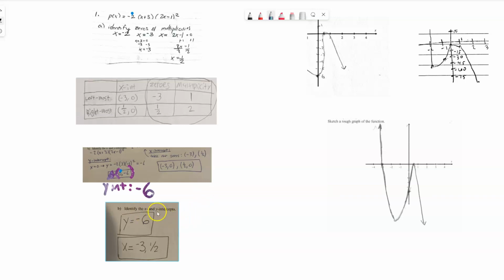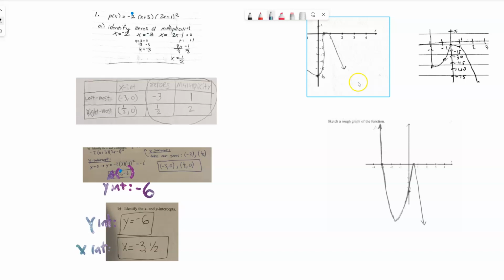Now, identify the x and y intercepts. Y equals negative 6, x equals negative 3, comma 1/2. Again, these are equation forms. In context, identify the x and y intercepts. I gave this full credit, but it would still be best to have a label like y-intercept colon and x-intercept colon, because it's not obvious without the point form and the zeros in the correct location that you're looking at intercepts. So you have to label them. The context of part B, identify the x and y intercepts. Okay, I get it. I gave full credit.